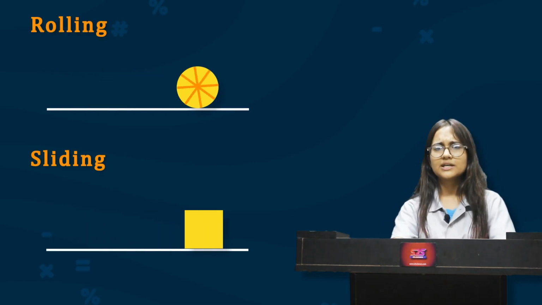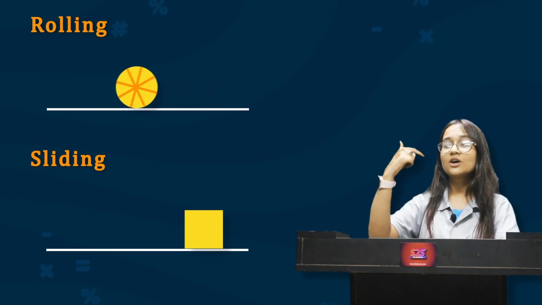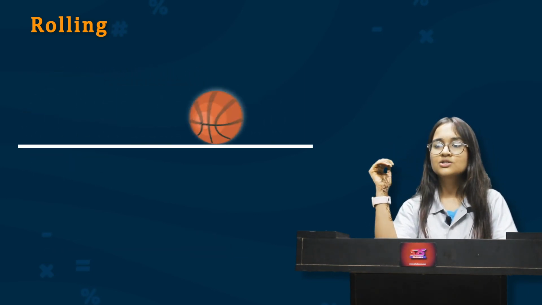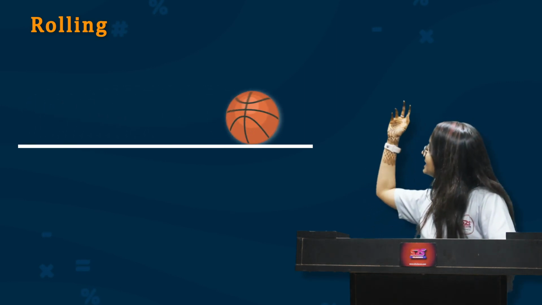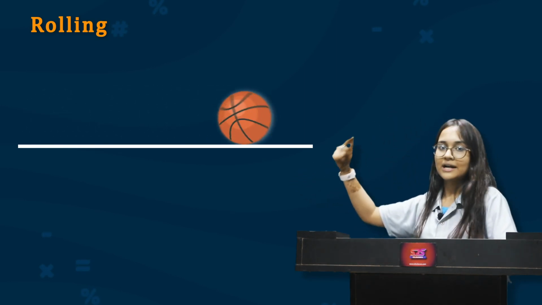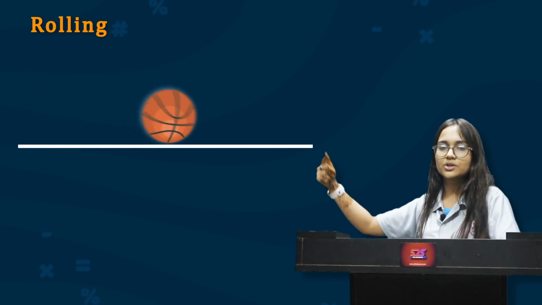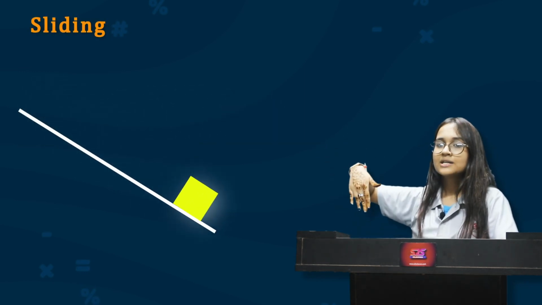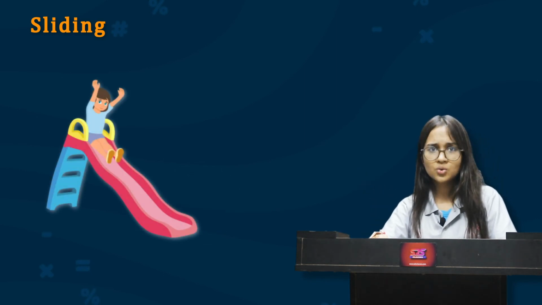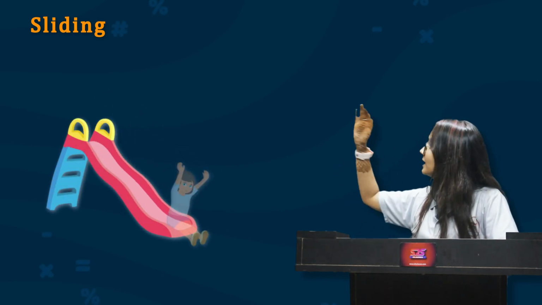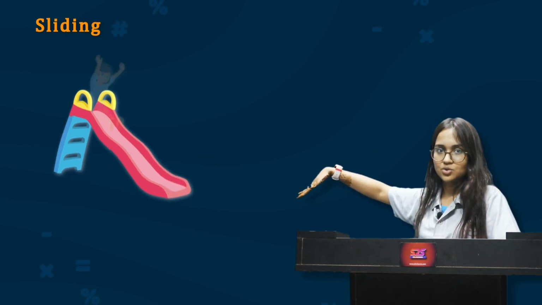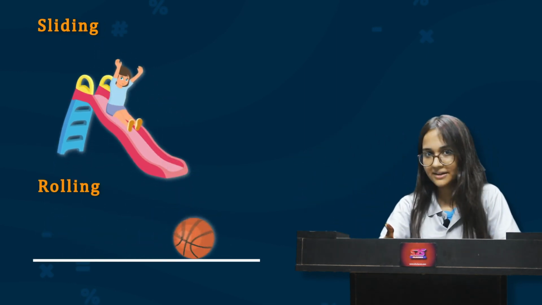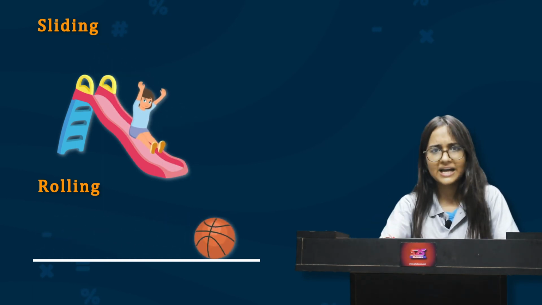So what happens is, when something is moving in a circular motion, it's rolling. Suppose we can say the ball is rolling on the floor. Here we can see the ball is rolling on the floor, that is, it is moving in a circular motion. But when we say sliding, it's something that is slippery. Suppose we have slides in our school and we slide down them. So here the girl is sliding on the slide whereas the ball is rolling on the floor. So this is the basic difference between rolling and sliding.